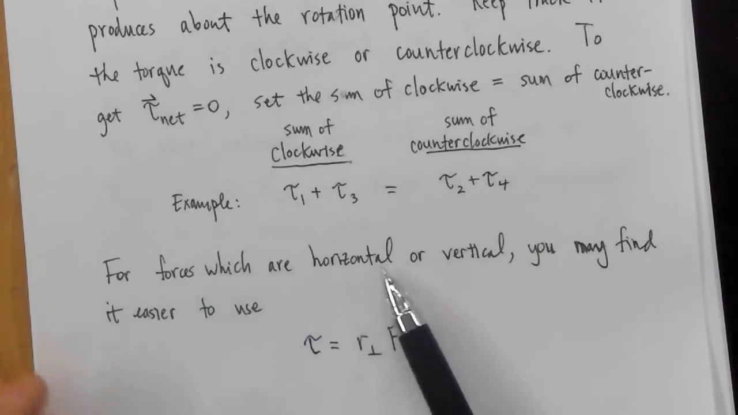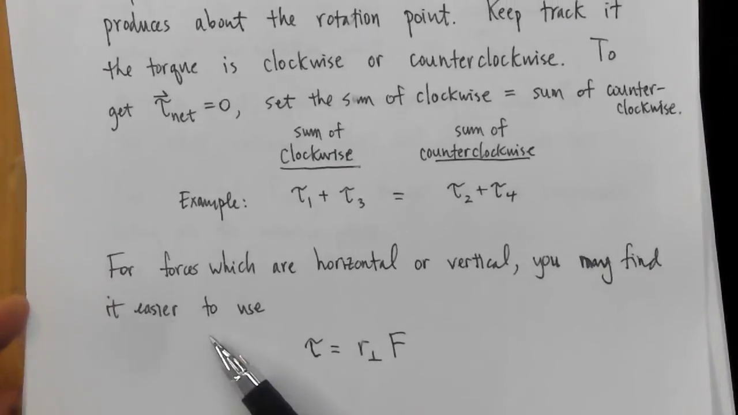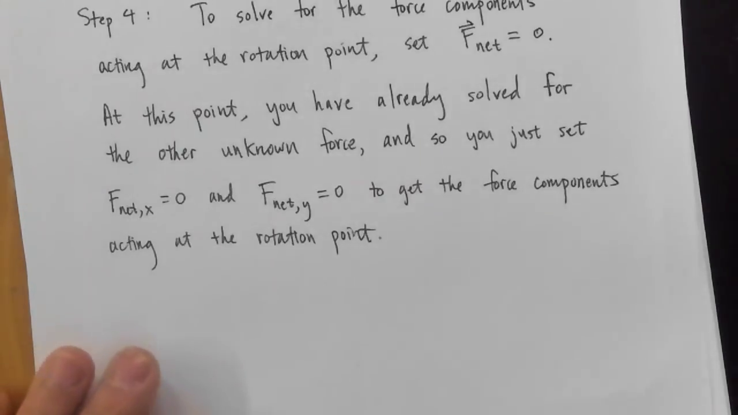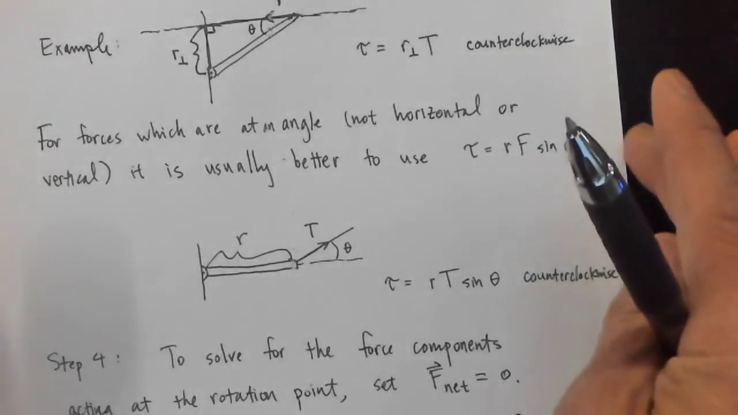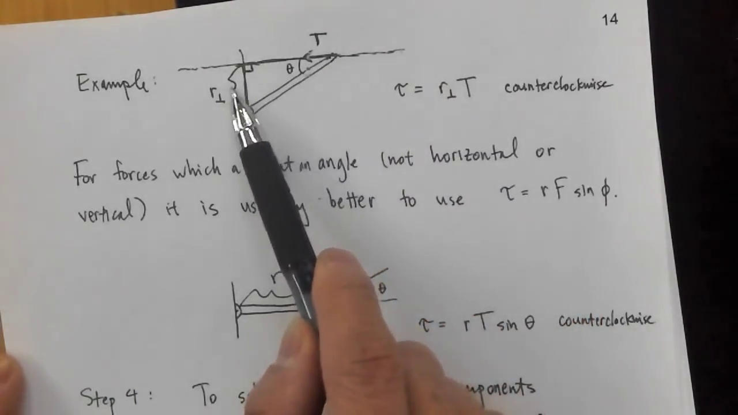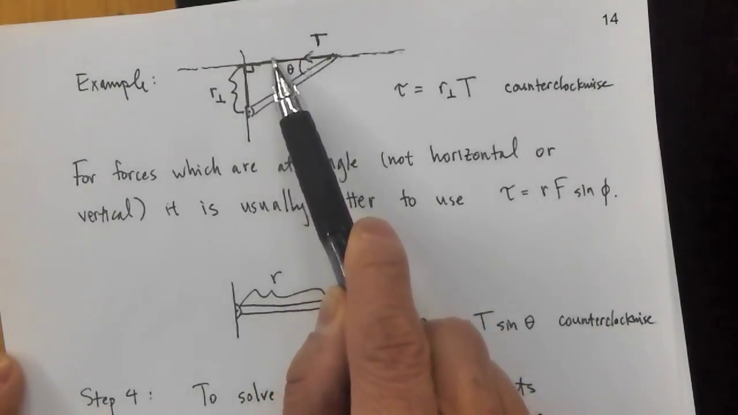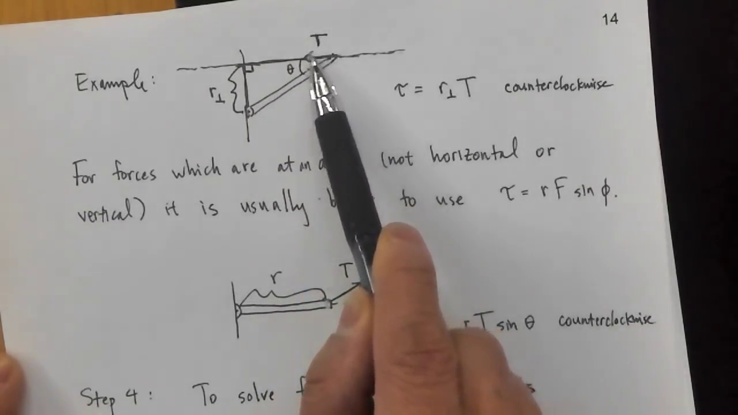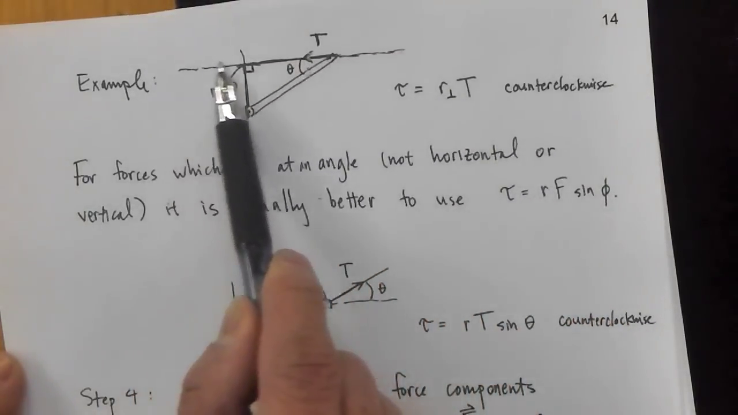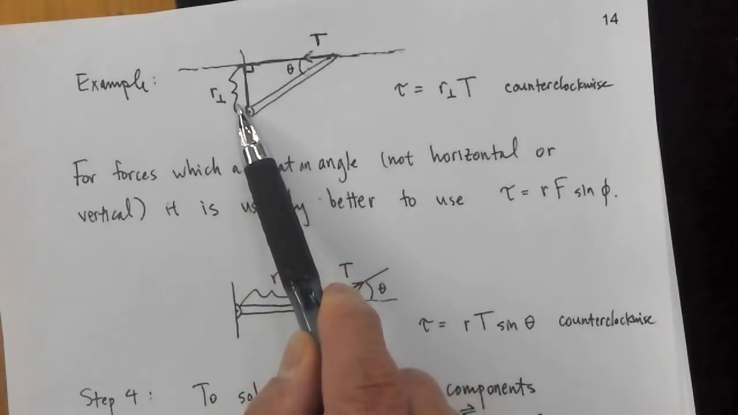And then also, if the forces are horizontal or vertical, you may find it easier to use that torque is equal to R perpendicular times F. Now, so here are some examples of where it might be easier to use R perpendicular. So if you have some angle here, you have a horizontal string supporting it, then the force is going to be horizontal. Then you can calculate R perpendicular by just drawing the line through the string, and then you can calculate R perpendicular very easily.